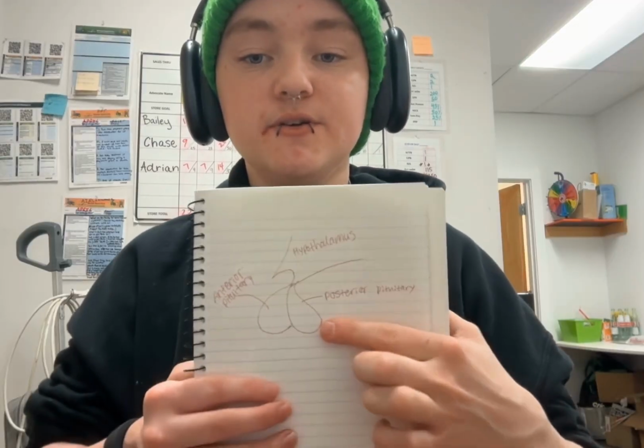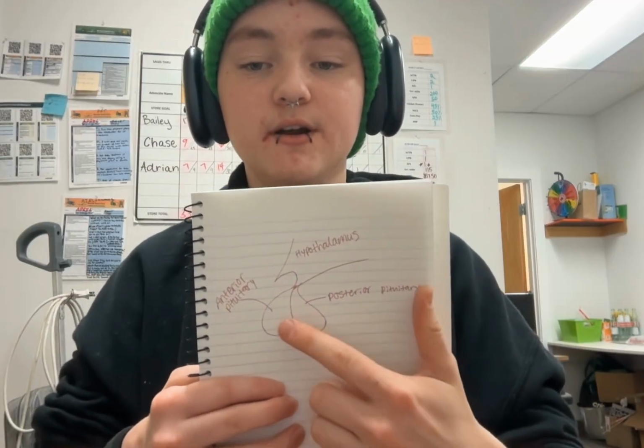So the posterior pituitary, located posterior to the anterior pituitary, obviously, has two main hormones. It has the antidiuretic hormone, which causes the blood to retain and the kidneys to retain water, which then makes the urine less dilute. It's also called ADH or vasopressin.